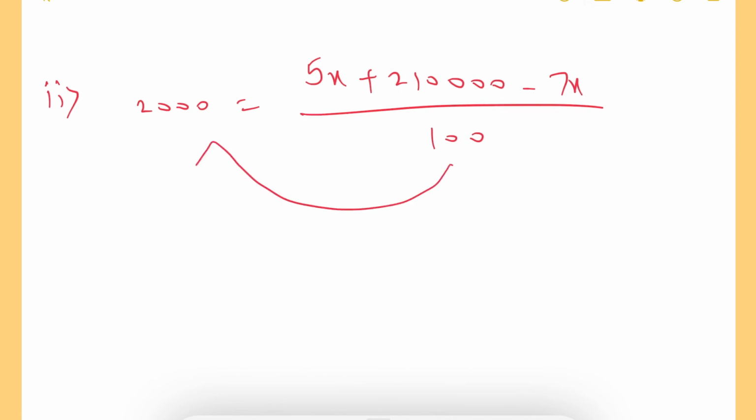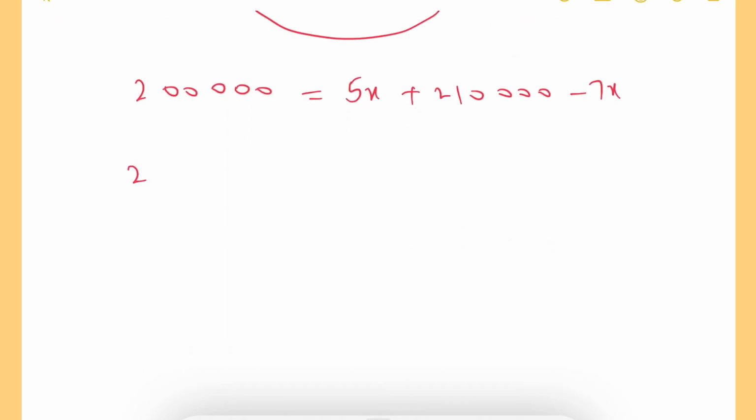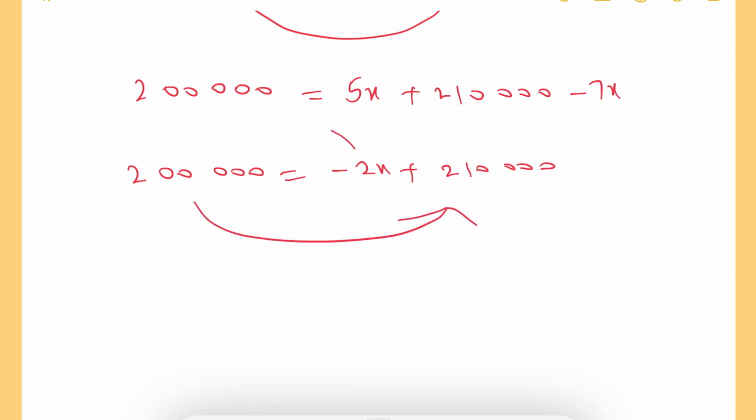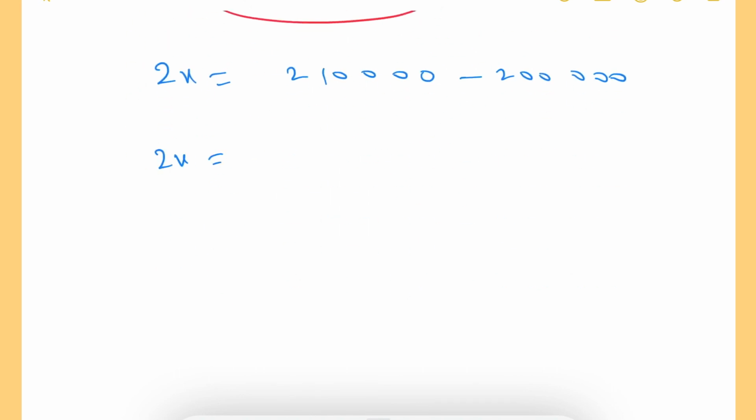Okay, now taking the 100 to the left side. Here already 3 zeros are there, then it will become 2 more zeros, is equals to 5x plus 2,10,000 minus 7x. So this 2 lakhs as it is equals to 5x minus 7x, minus 2x plus 2,10,000. Bring 2 lakhs this side and take minus 2x to the left side, then minus 2x will become plus 2x is equals to 2,10,000 minus 2 lakhs. So we get 2x is equals to 10,000. Then x value will be equals to 5,000.